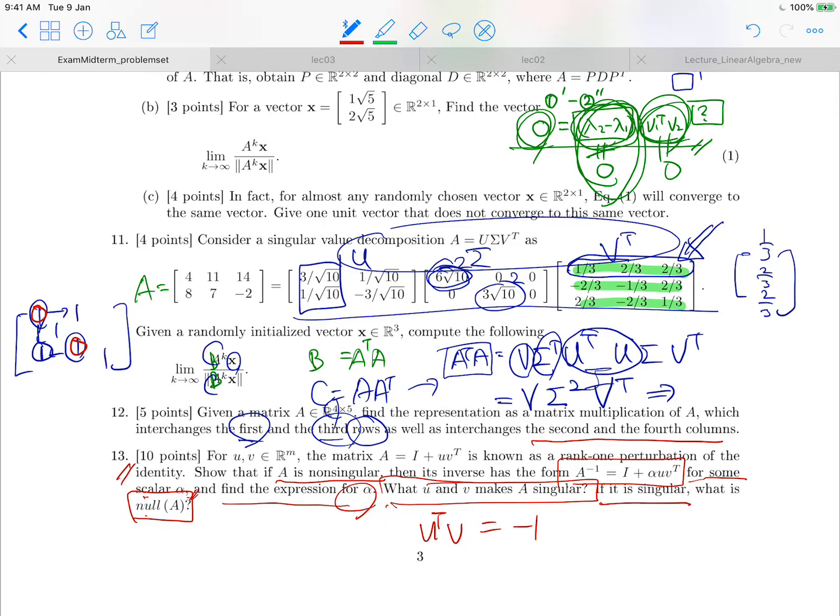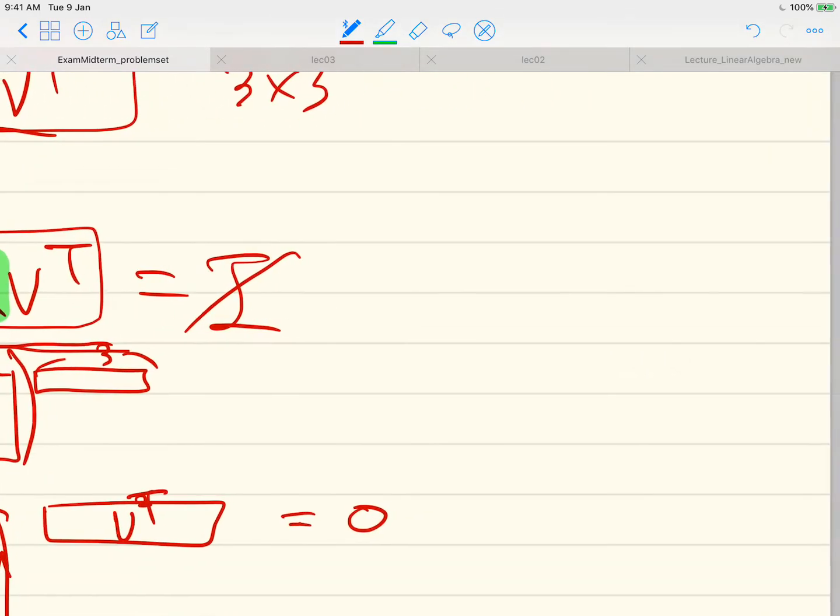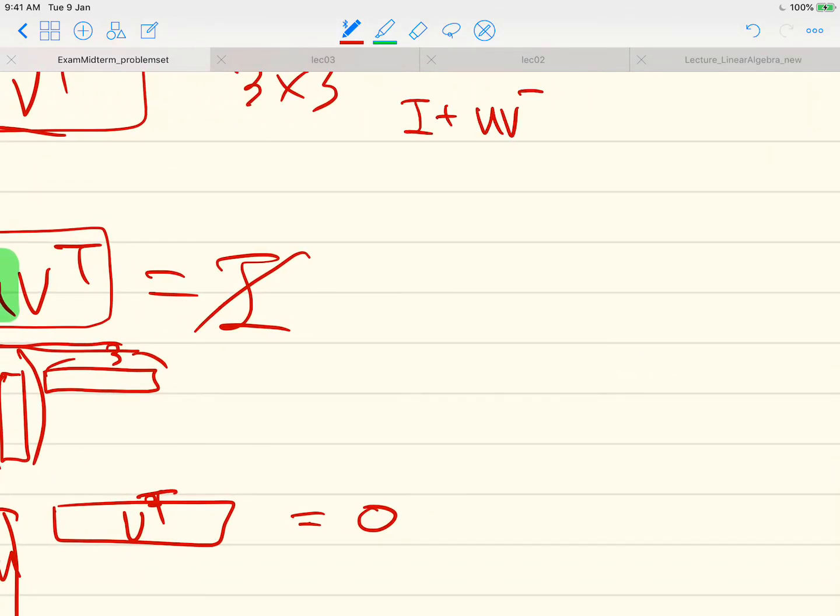If it is singular, what is the null space of A? So I plus u v transpose, if it is singular, what is the definition of the null space? It is the set of all possible solutions that satisfy this equation, right? That is called the homogeneous equation, where the constant part on the right-hand side is 0.